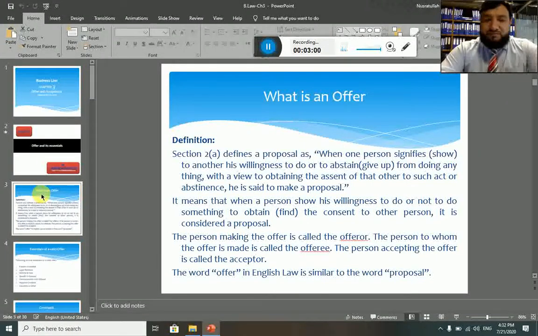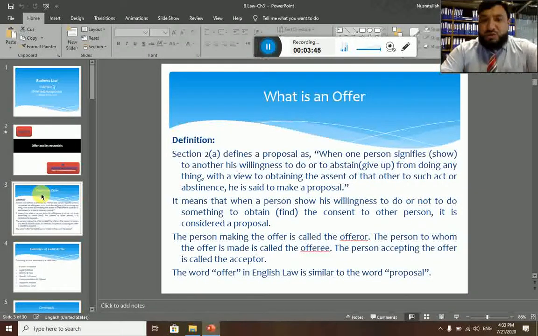For example, I will say, I would like to sell my car. For example, I say to Ali that I want to sell my house. Do you want to buy? So when I am saying that I want to sell my house to you, I am showing my willingness to do something. And what is that something? Selling of my house. And the purpose of showing this willingness is not to impose. It's to find out the willingness of that other party. I want to find out if he wants to buy my house or not. If he agrees with me to buy my house or not. I want to know what is his willingness.